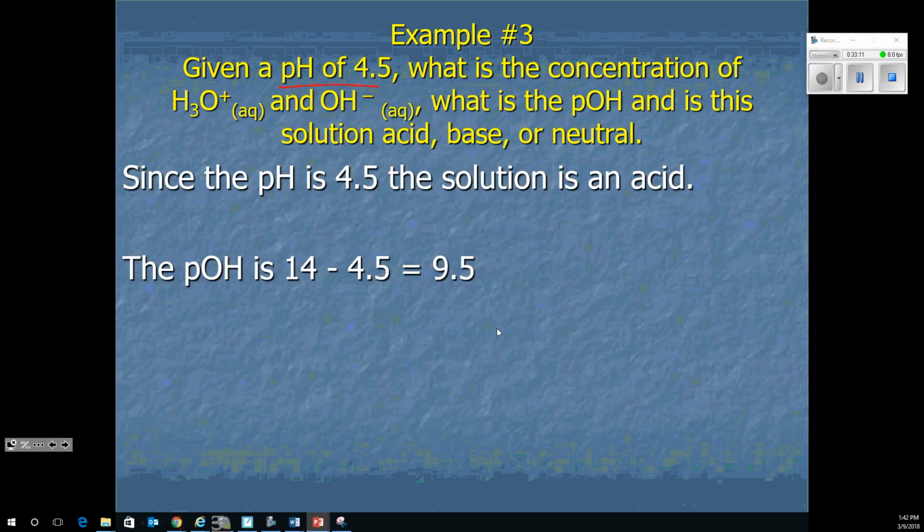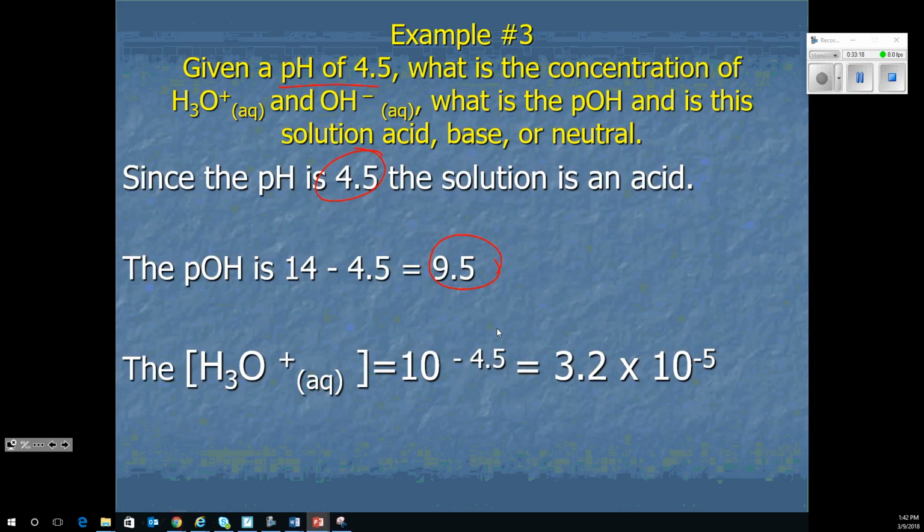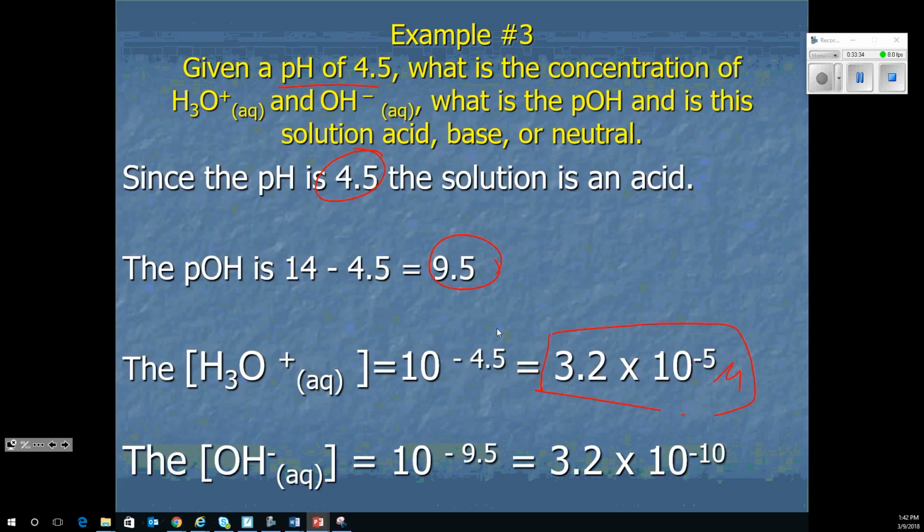10 to the negative pH or pOH. Well, I've got pH here, so I can really quickly go with the H plus, 10 to the minus 4.5. I cannot leave it like that. That is an unacceptable form. So I have to put it in my calculator and actually get the answer. And of course, it would be molarity. I do the same thing with the pOH: I take 10 to the minus pOH and I get the concentration. All right, you got it?